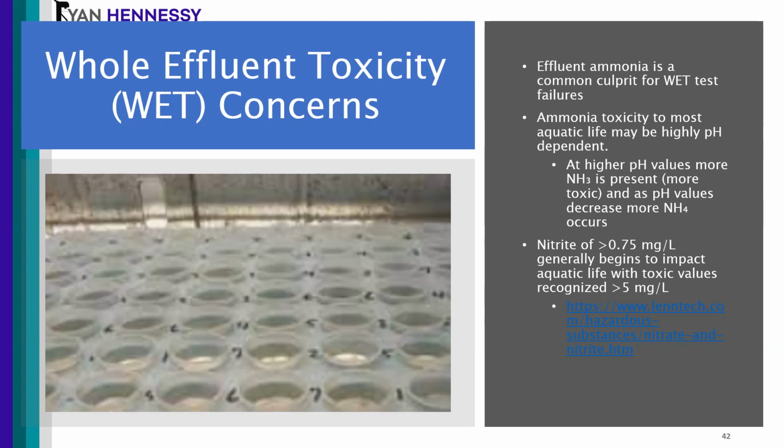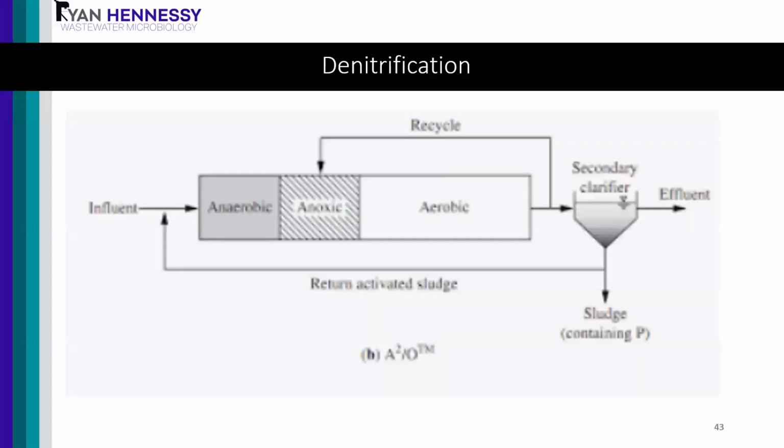Generally, at nitrite concentrations of greater than 0.75 milligrams per liter, you'll begin to notice an impact on aquatic life. And at greater than 5 milligrams per liter nitrite, toxicity is recognized. So nitrite is nasty stuff. It doesn't take a lot of it to cause issues like disinfection, the chlorine demand associated with it. And also, if you have ammonia, very often that can be one of the low-hanging things that you look for if you have a WET test failure.